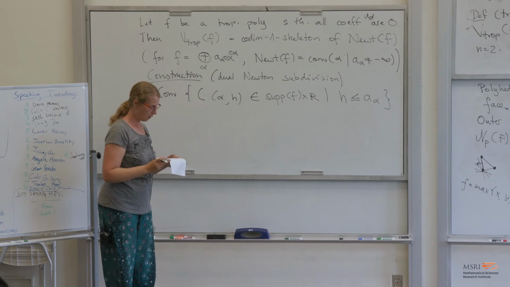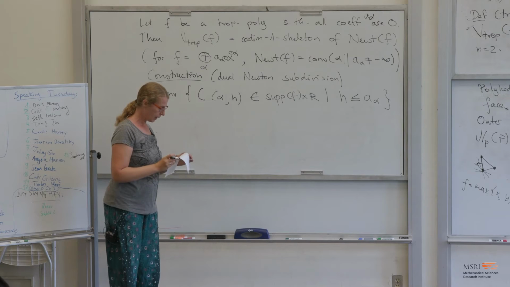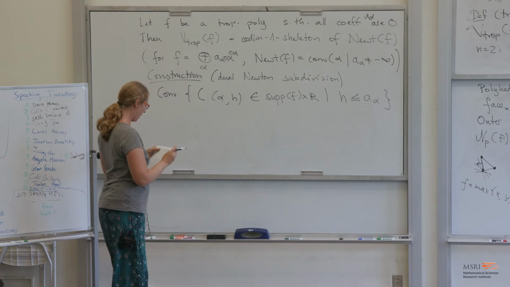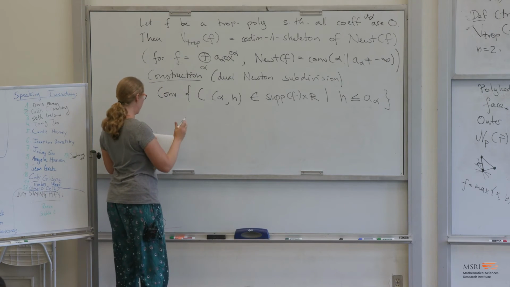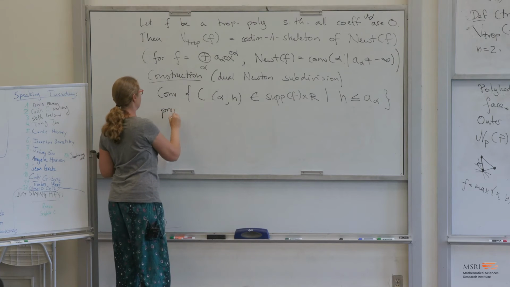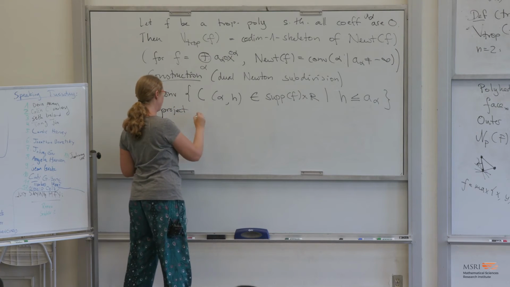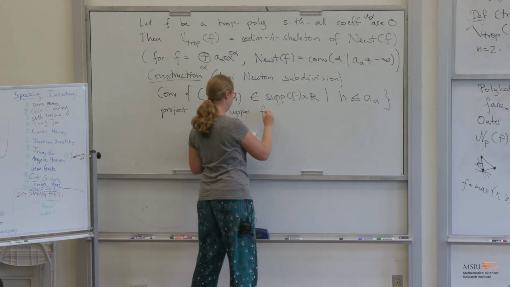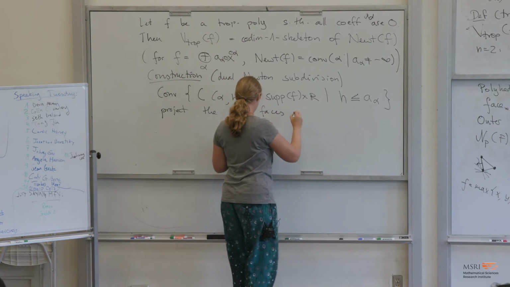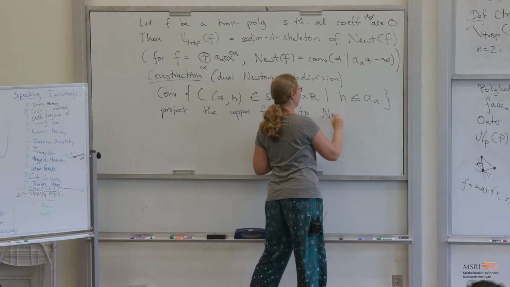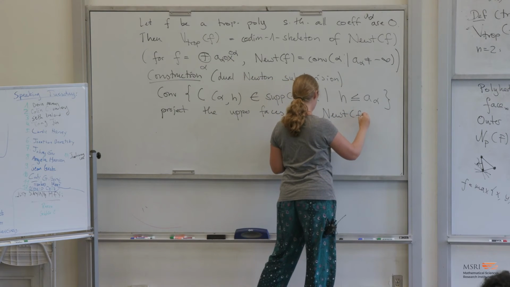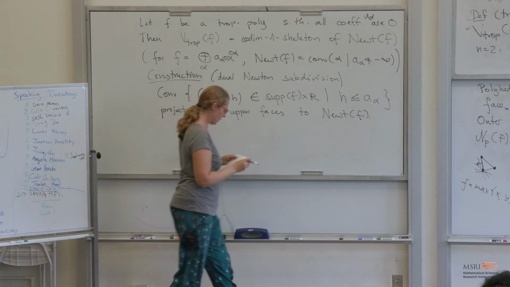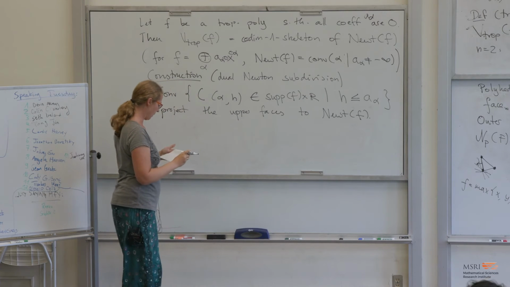Okay. So I take this convex hull, and then I project. I'll do an example in a second, so you'll see better. I project the upper faces to the Newton polytope of f. And what you obtain is the dual Newton subdivision of f.